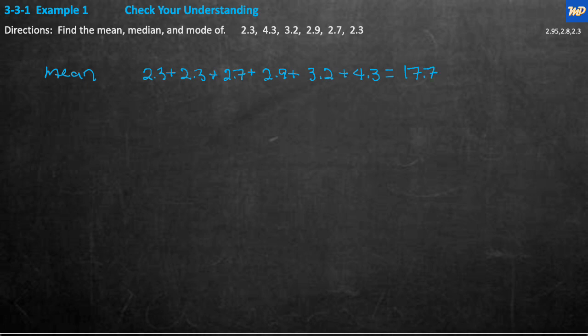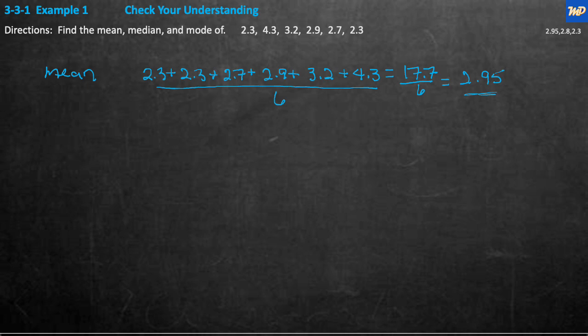And that's the sum of the numbers, and then they say divide that by the number of occurrences, which is 6. So we take 17.7 and we divide it by 6, and we end up with 2.95. There's the mean of this data.